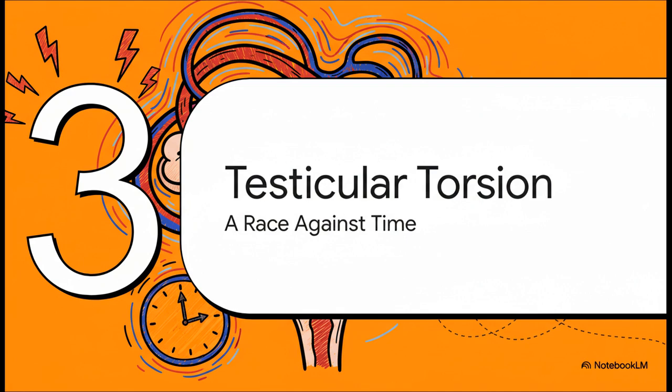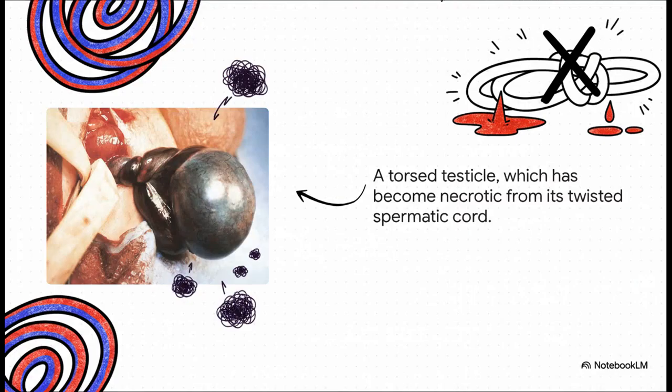And when I say it's a race against the clock, I mean it. And this image right here shows you exactly why this is so urgent. This is what happens when you lose that race against time. The testicle has literally twisted around its own lifeline, the spermatic cord. The best analogy is twisting a garden hose until the water stops flowing, except here it's blood.